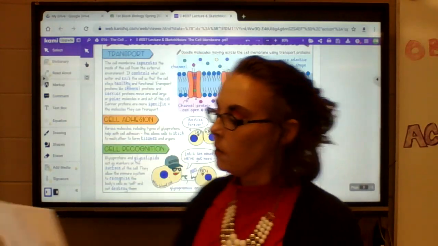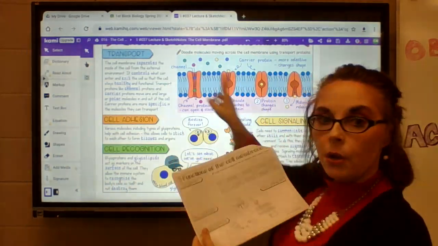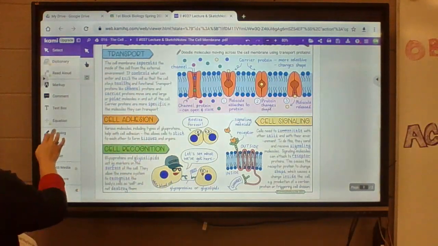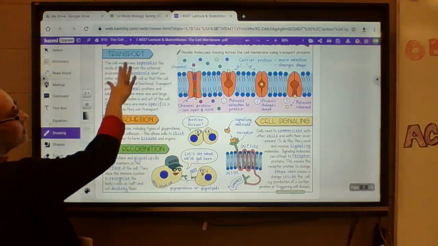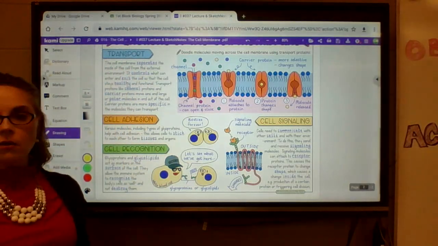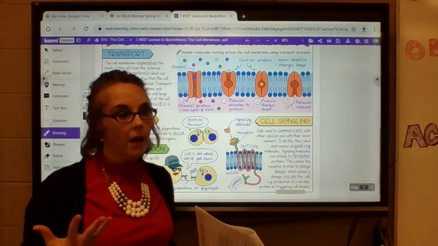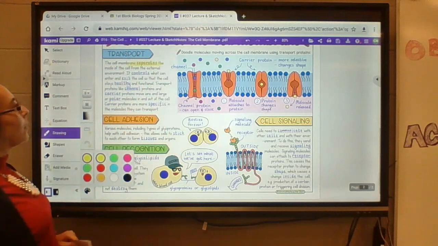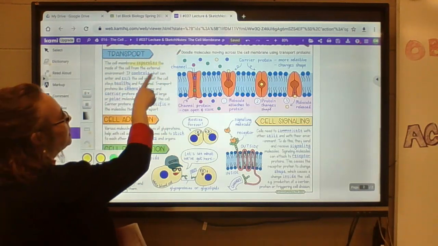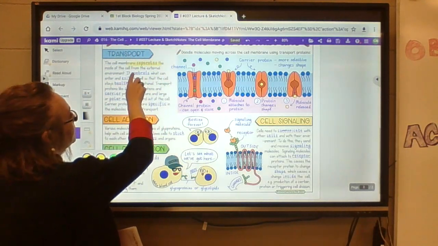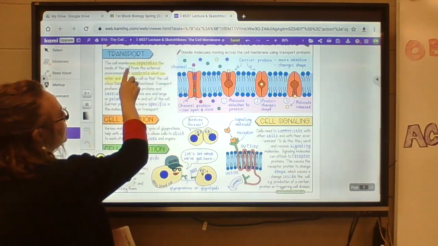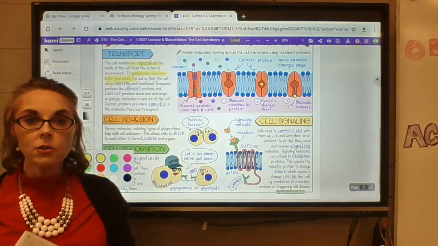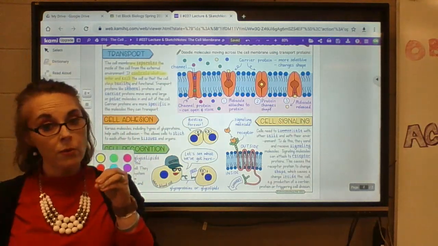Looking at the top left, it says transport. So one of the functions is transport. It says the cell membrane separates the inside of the cell from the external environment. Well, duh. But okay, so maybe "separates." Then it says it controls what can enter and exit. I would definitely say that it controls what can enter and exit. An important factoid is that this is called semi-permeable.